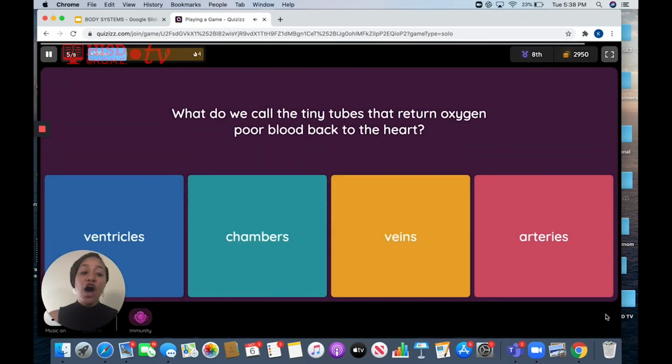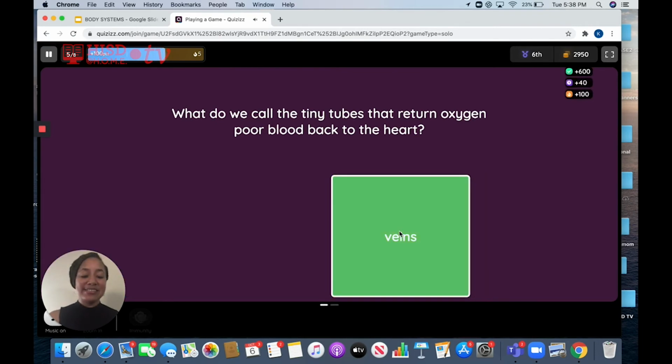What do we call the tiny tubes that return oxygen-poor blood back to the heart? So out of these four, which one brings blood back to the heart? Yes, it is called the veins.